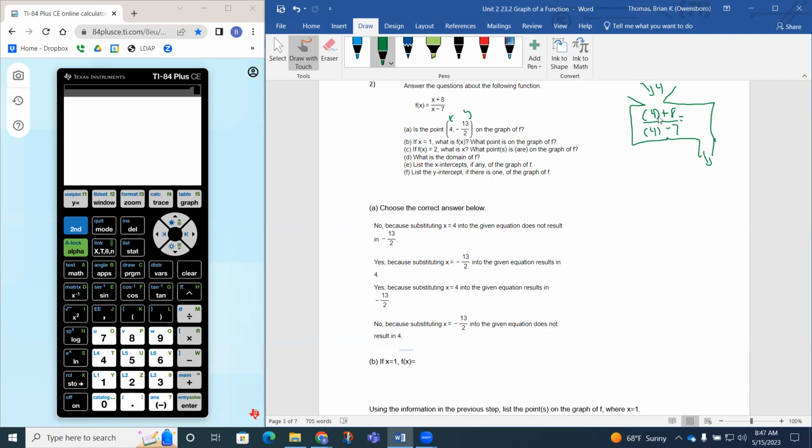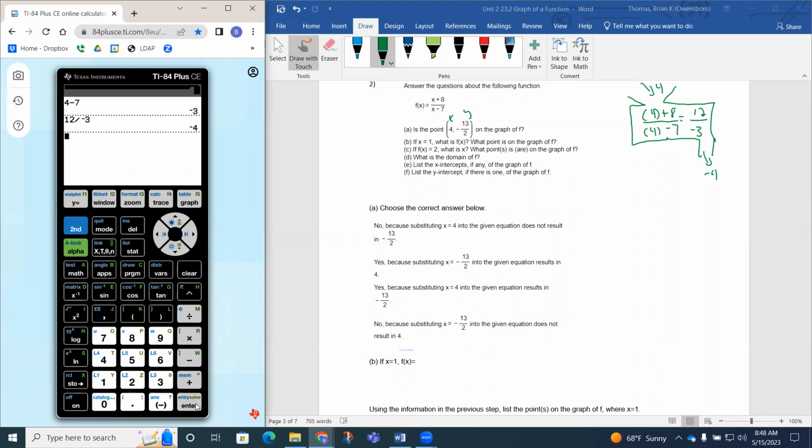So 4 plus 8 would be 12. 4 minus 7 would be a -3. So again, if we do that on the calculator, 4 take away 7, that does give us a -3. 12 divided by -3 is actually going to be a -4. So if we do 12 divided by -3, it does give me -4.